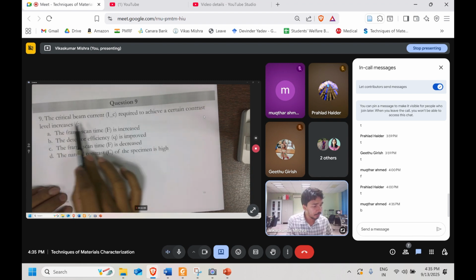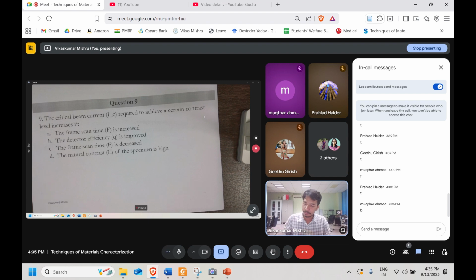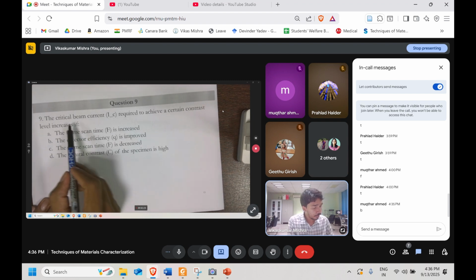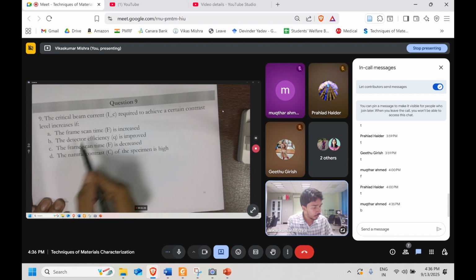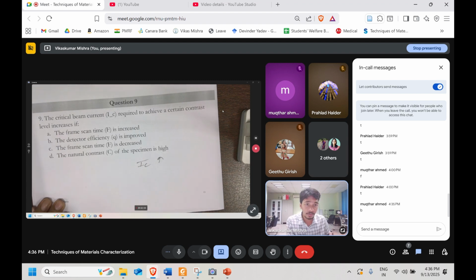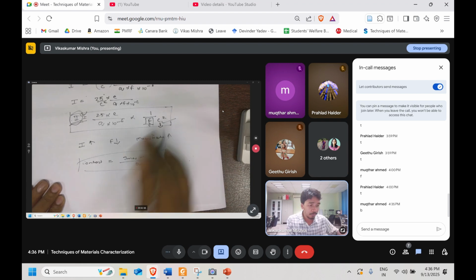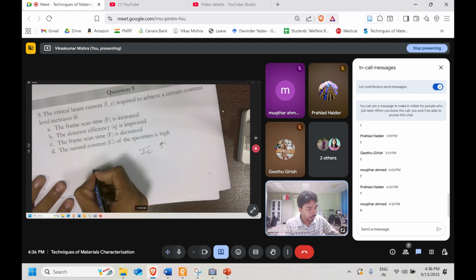Let's go to the next. The critical beam current required to achieve a certain contrast. What we are saying is that the contrast is fixed. If you are fixing the contrast, which factor is going to affect it? The frame scan time is increased for a critical beam current required to achieve a certain contrast level to increase. Under what condition will IC increase? If I'm increasing I and the contrast is fixed, what does it mean? It means we are decreasing the scan time.